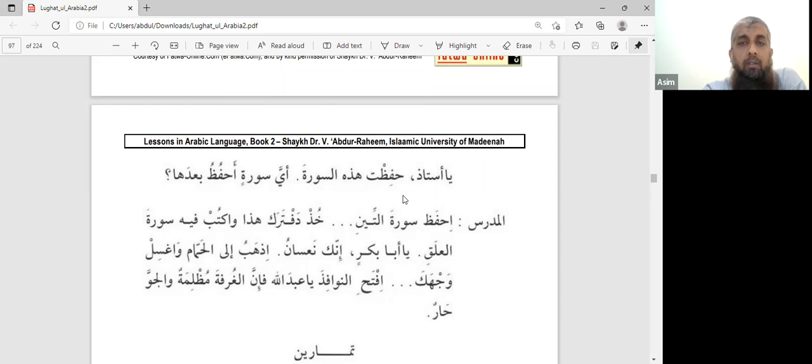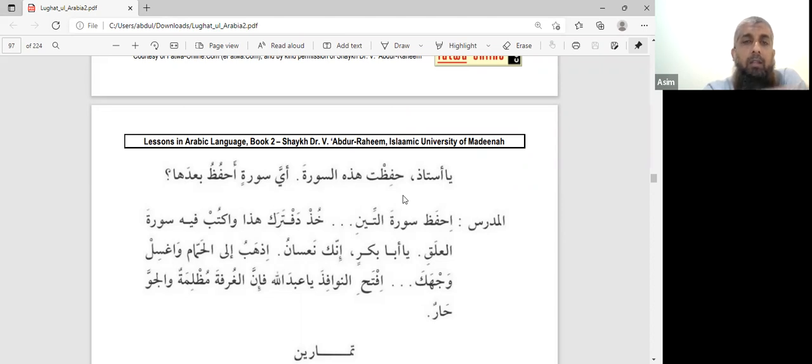Al-Mudarris, ihfaz surat at-tini. Learn. So this is the command form. Ihfaz. Notice the command form, you have a sukoon on the last letter. Okay, ihfaz surat at-tini. Memorize Surat at-Tin.